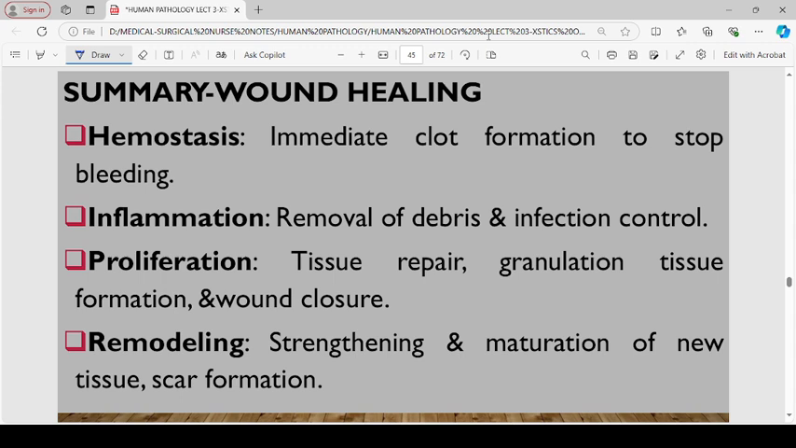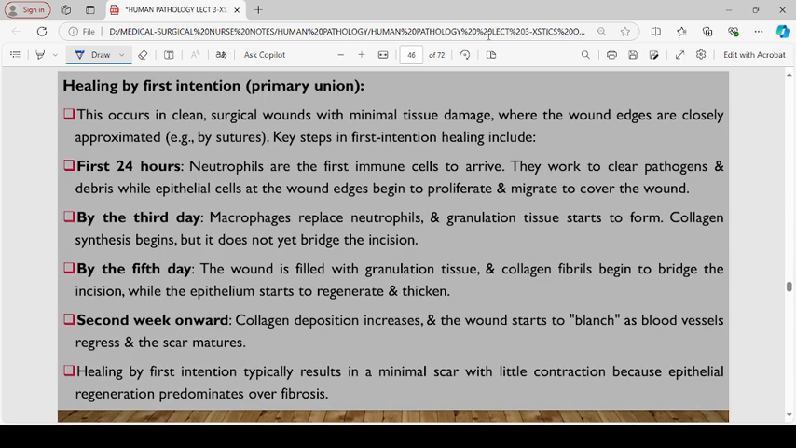And lastly, we have remodeling that involves strengthening and maturation of new tissue and scar formation. So there are several patterns of wound healing, where we have healing by first intention, healing by second intention, or by third intention. First intention is what we refer to as primary union, and this happens in clean surgical wounds with minimal tissue damage, where the wound edges are closely approximated, e.g., by sutures.